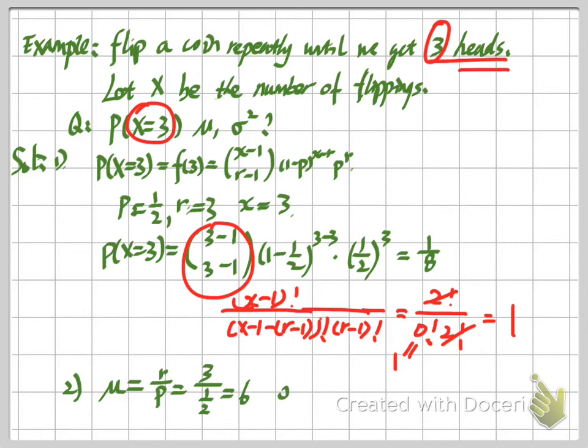And then for sigma squared, which is our variance, this is equal to r times 1 minus p divided by p squared. So this equals 3 times (1 minus 1/2) divided by (1/2) squared, right? Then you can use your calculator to compute this, and the answer will be equal to 6. So now in this example, the mean and the variance are equal to each other. Both of them are 6.